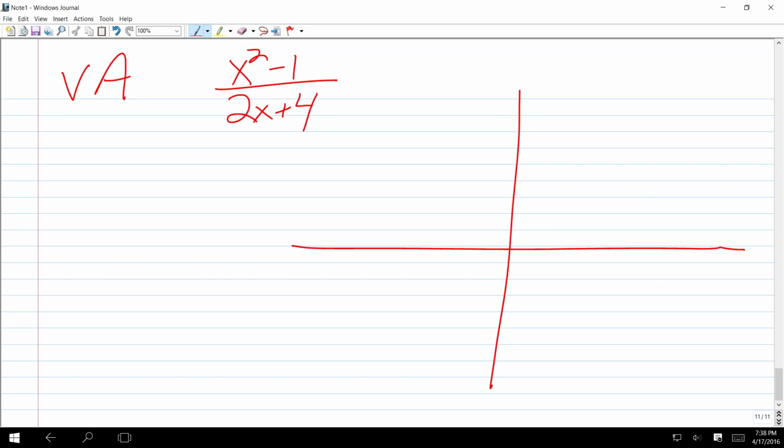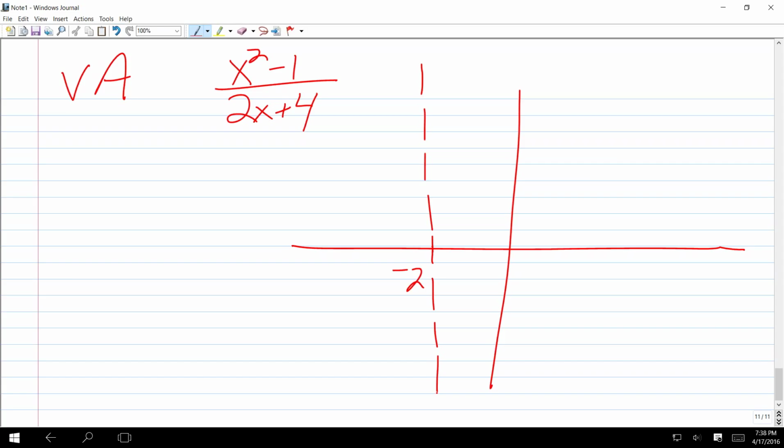So if the top is greater than the bottom, doesn't that mean infinity? Well, no. The vertical asymptote is always where the denominator is 0. What value of x makes the denominator 0? -2? Yeah. So there has to be a vertical asymptote there in this graph.